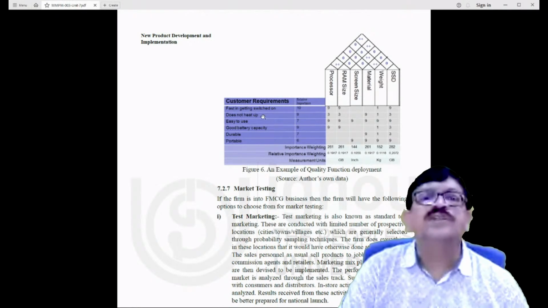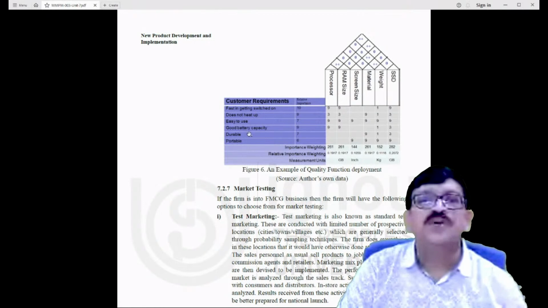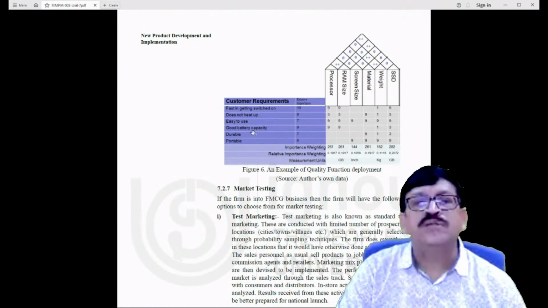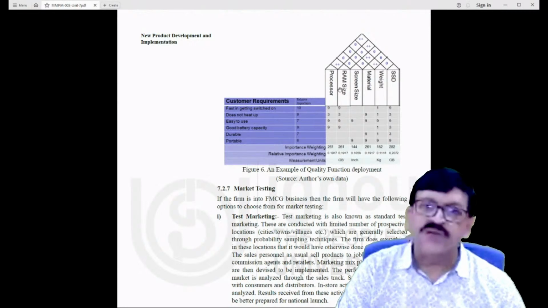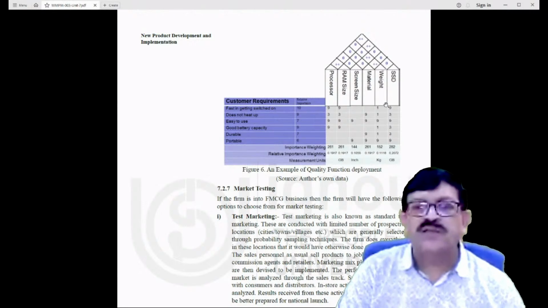Like for example, fast in getting switched on, doesn't get heated up, easy to use, good battery backup, durability. So these are all the what part of the thing, and these are the how part of the specifications that need to be there.